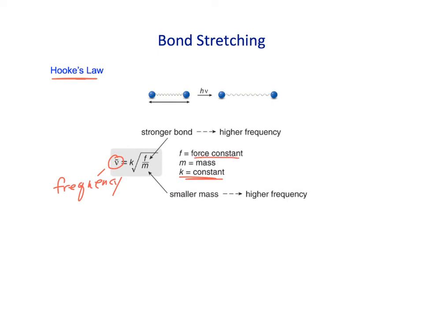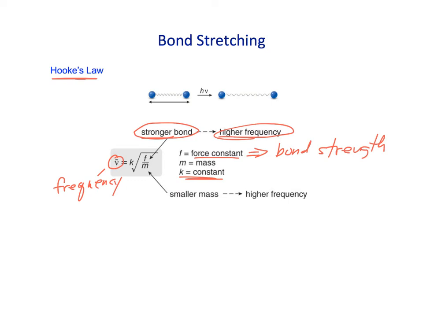Okay, F is the force constant, and for us, what this really correlates to is the bond strength. So for example, a carbon-carbon double bond will have a bigger force constant than a carbon-carbon single bond. Triple bond would be higher as well. And so what we see from this equation is as we get a stronger bond, it will move at a higher frequency and will absorb a higher frequency of light.